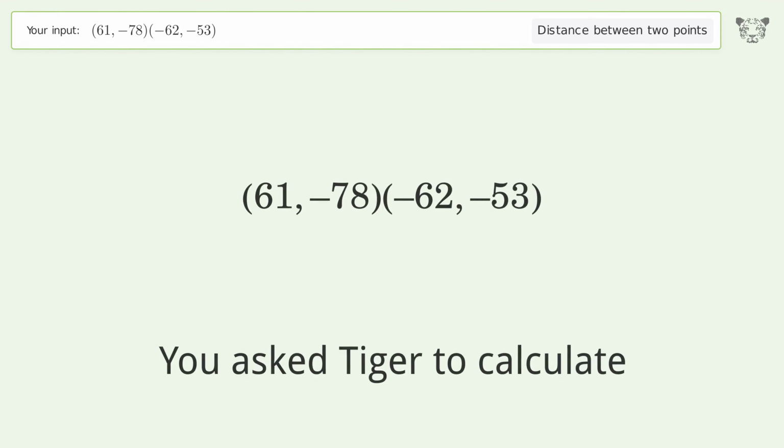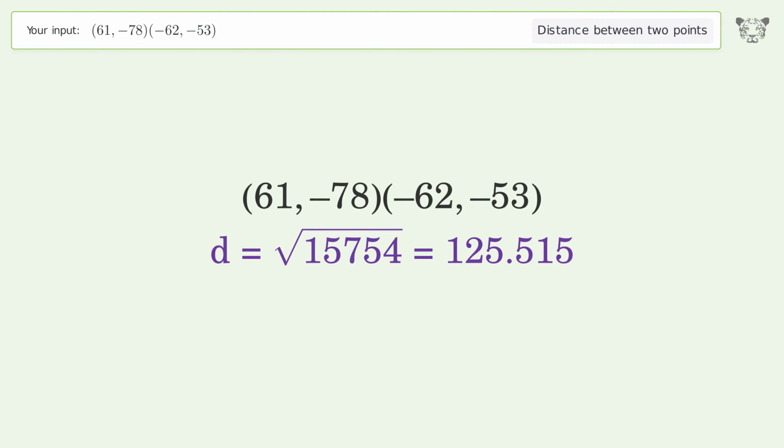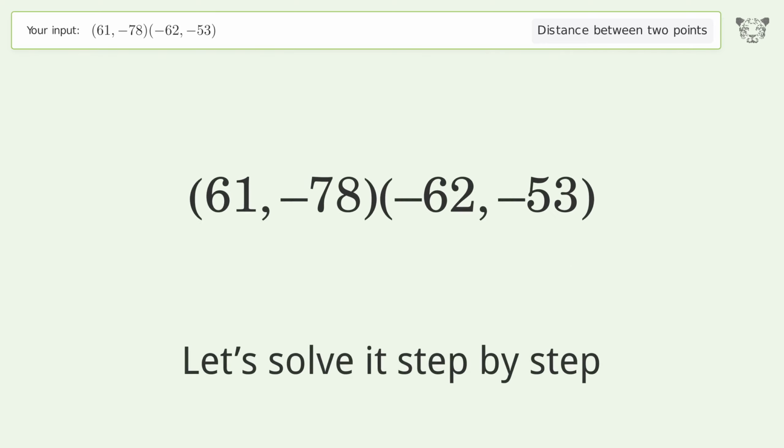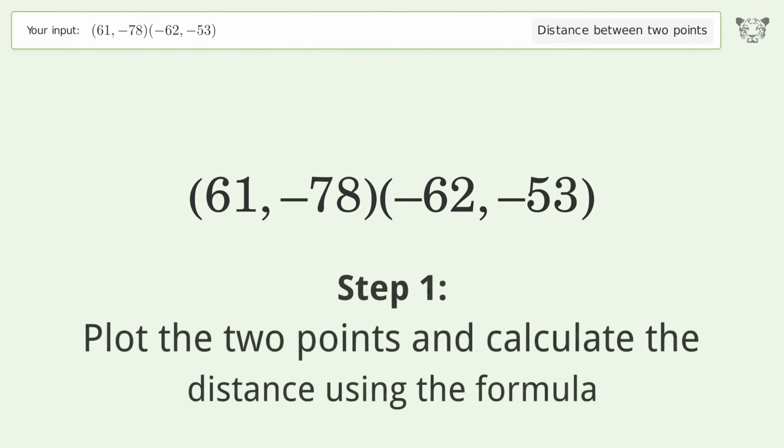You ask Tiger to calculate. This deals with the distance between 2 points. The distance between the 2 points is the square root of 15,754, or 125.515. Let's solve it step by step. Plot the 2 points and calculate the distance using the formula.